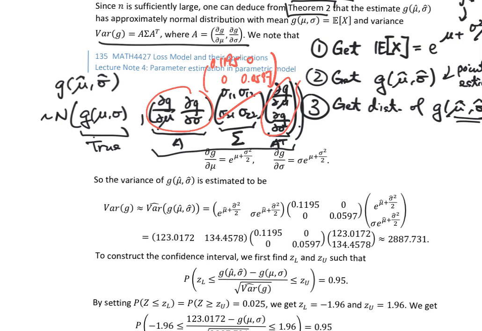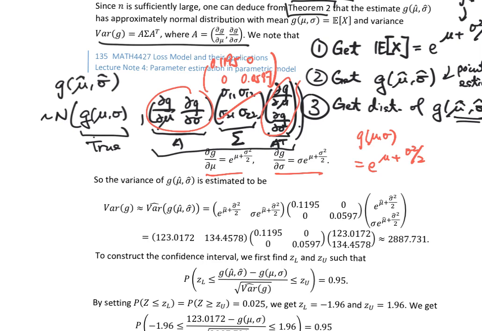Then it remains to obtain these two vectors, which are the partial derivatives of G with respect to mu and sigma. Given that your function G is equal to the mean, which is exponential to the power mu plus sigma square over 2, you can just differentiate it with respect to mu and sigma, and you get these two partial derivatives easily. Once you have that, you can just put that in and calculate the variance.